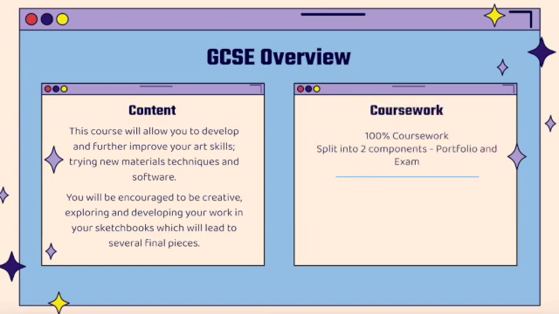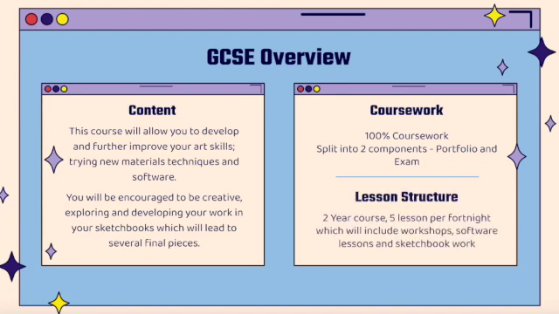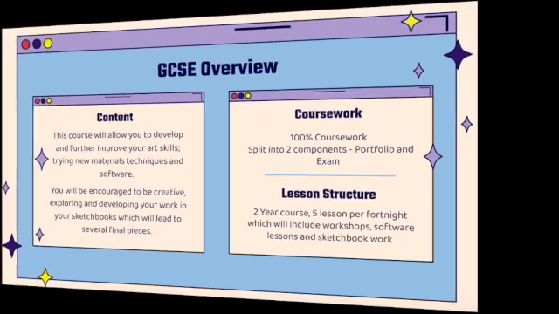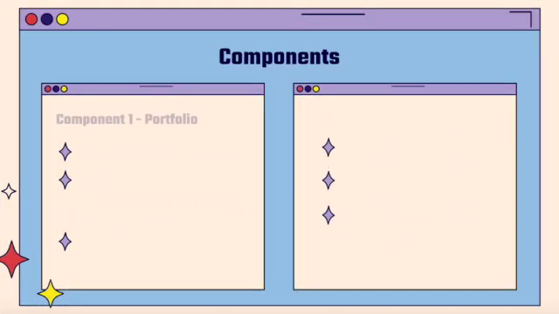In terms of the coursework, it is 100% coursework, this course, and it's split into two main components. I'll explain a bit more about those later, but those components are the portfolio and then the final exam. In terms of your lesson structure, it is a 2-year course, and you will have 5 lessons per fortnight. So between Blue Week and Gold Week, you'll have 5 lessons, which will include things like workshops, software lessons on the computers, and then a lot of sketchbook work as well.